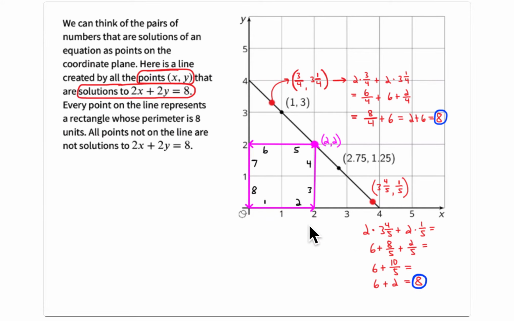Now let's say that we draw a square. So the length and the width are equal. They're both equal to 2 units. That's going to put the point right here on the line. And then you can just count. You don't have to do any arithmetic or anything. Just count. 1, 2, 3, 4, 5, 6, 7, 8. So that perimeter is 8 units for the point (2, 2). So this point satisfies, or is a solution to, this equation, 2x plus 2y equals 8. So replace x with 2, replace y with 2. 2 times 2 is 4, 2 times 2 is 4, 4 plus 4 is 8.